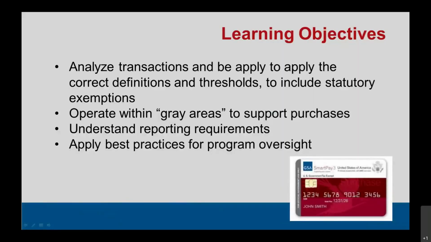So this course picks up where the Purchase Essentials class leaves off, and it's a deeper dive into the subjects that AOPCs deal with on a daily basis. Like I said, we've had a lot of interest in this class, and it takes a more detailed look at how you can classify purchases and apply the appropriate micro-purchase threshold depending on the situation.